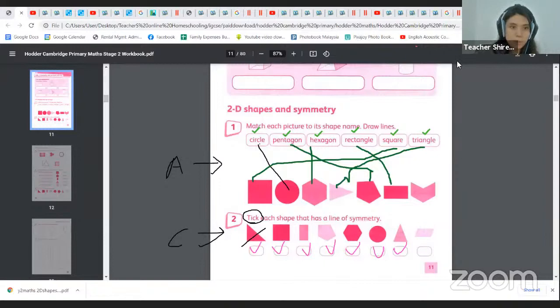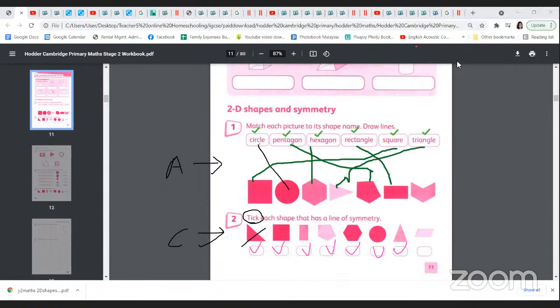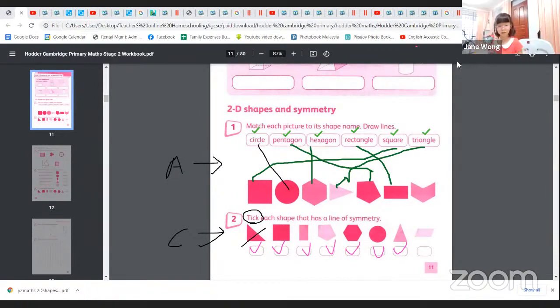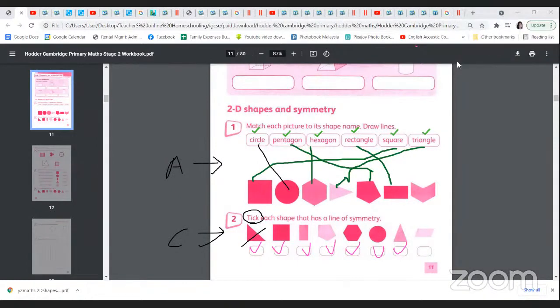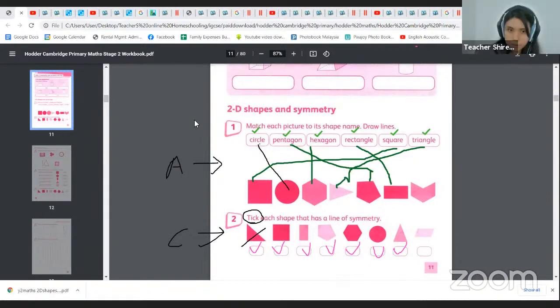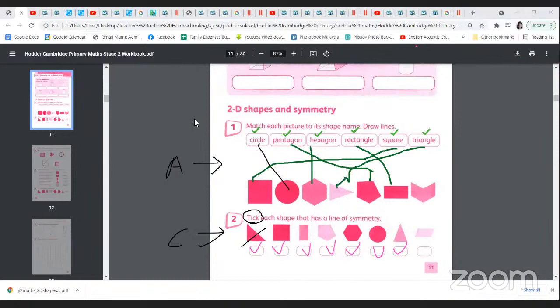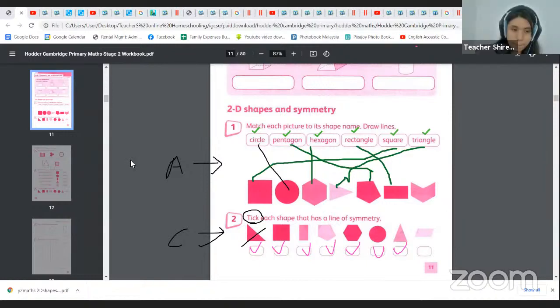Please copy this into your book. Is it a revision? Yes, revision. We learn about line of symmetry. How to? What you don't know, Charmaine? I don't. I can't hear you. I can't stop video? You already stopped video, Charmaine.